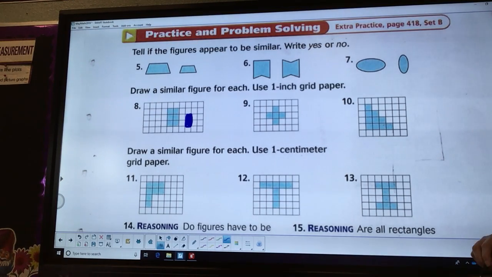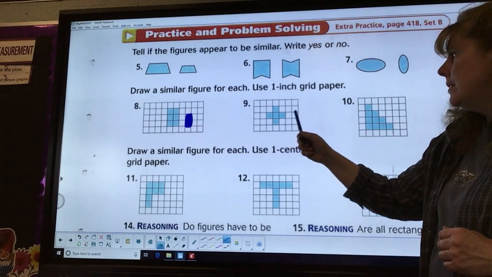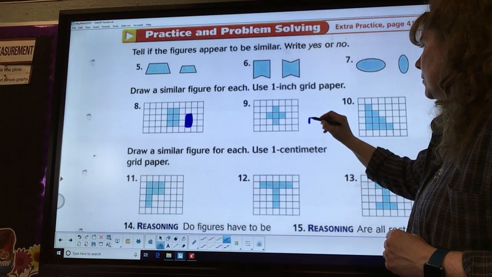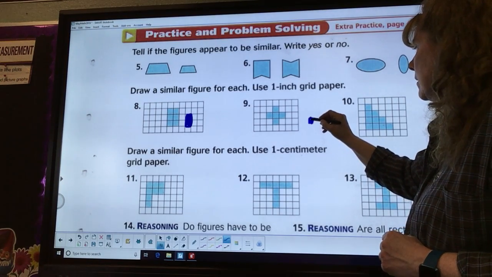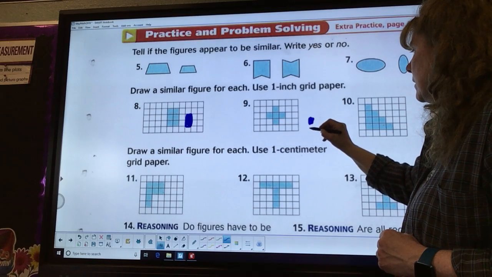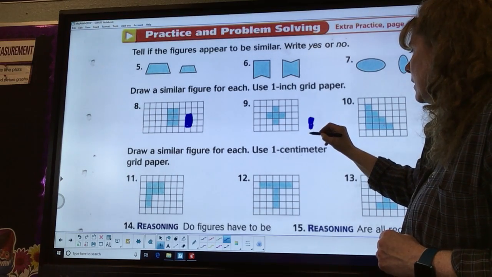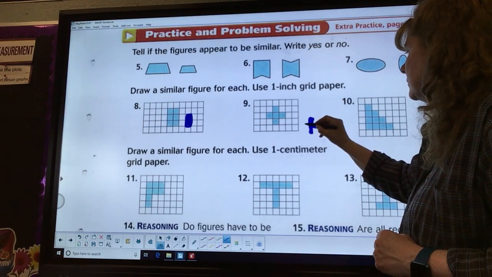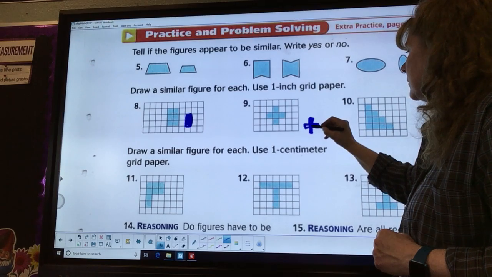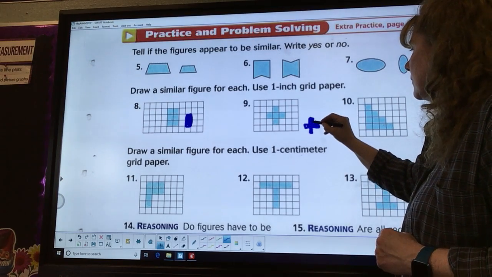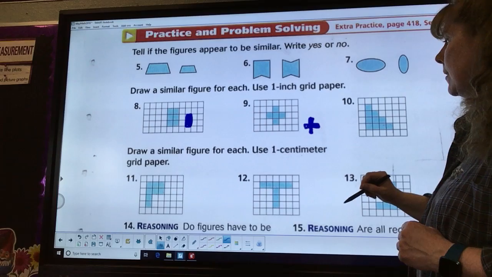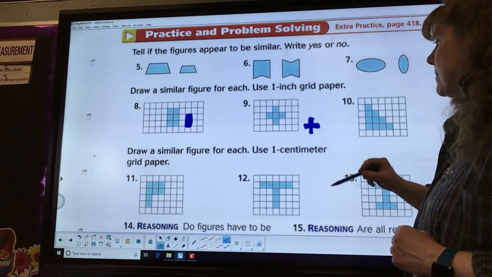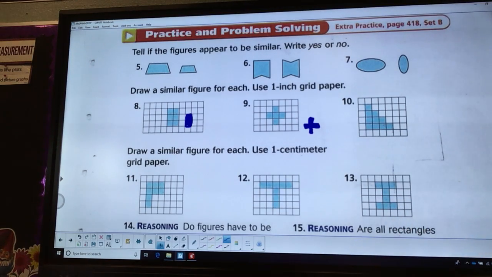Okay, now how about on this one? It's a plus sign. So as long as I do one square and another square and another square, okay, it's a little bit smaller. They're now the same shape, but they aren't the same size, are they?